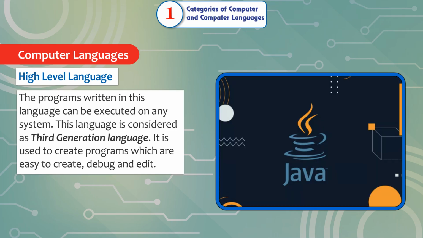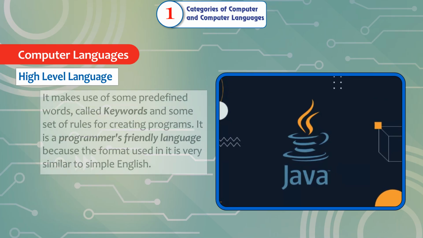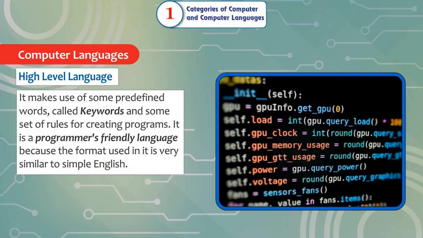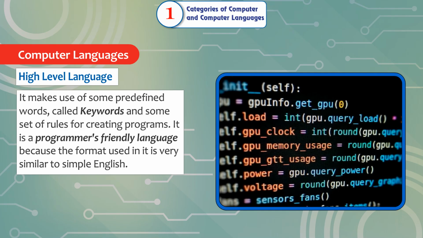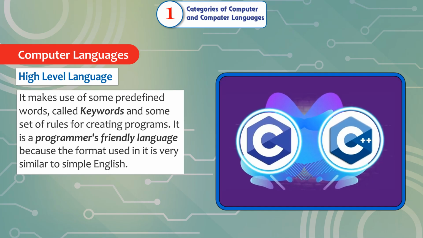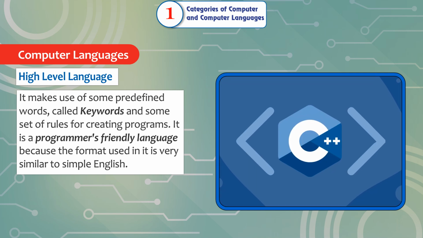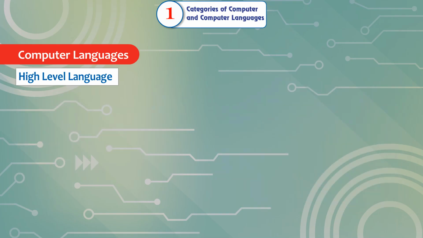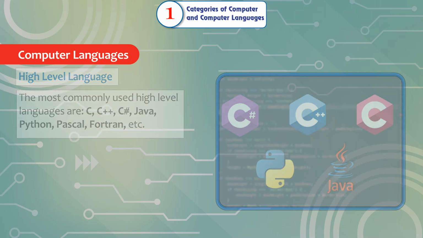It is used to create programs which are easy to create, debug, and edit. It makes use of some predefined words called keywords and some set of rules for creating programs. It is a programmer-friendly language because the format used in it is very similar to simple English. The most commonly used high-level languages are C, C#, Java, Python, Pascal, Fortran, etc.